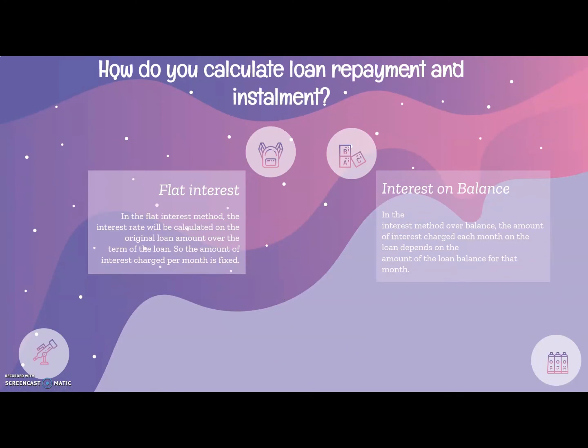Next is how to calculate loan repayment and installment. It has two categories, which are flat interest and interest on balance. For the flat interest method, the interest will be calculated on the original amount over the term of the loan. So the amount of interest charged per month is fixed, while for the interest on balance method, the amount of interest charged each month on the loan depends on the amount of the loan balance for that month.